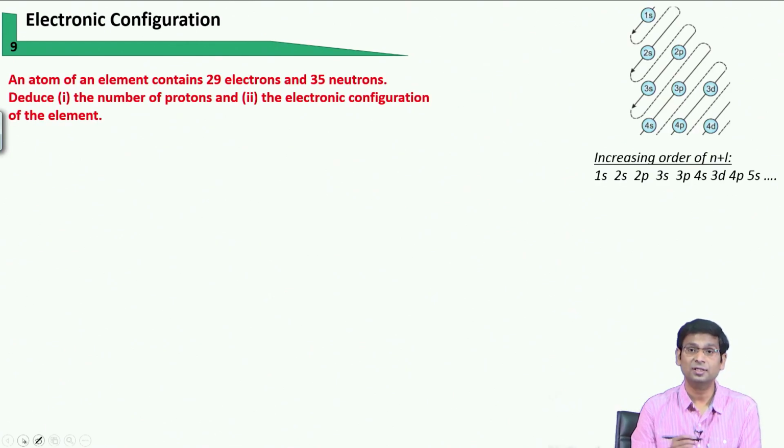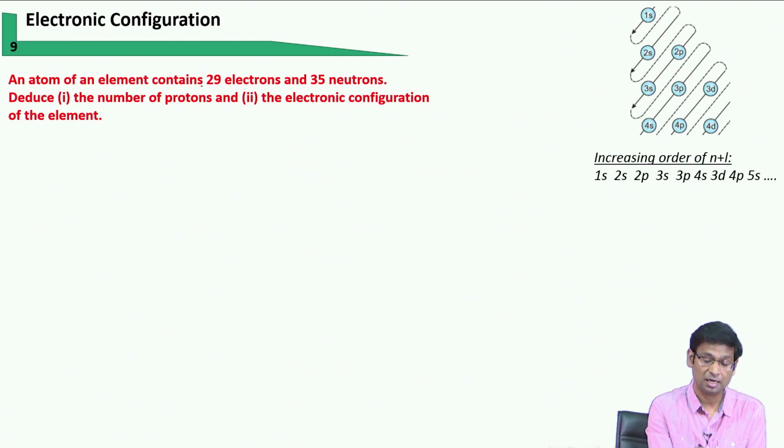Now, after learning about these orbitals, we started to know how we can arrange these electrons in different orbitals. So this question concerns that. It says that an atom of an element contains 29 electrons and 35 neutrons. So this shows that this is not an ion, this is an atom. So therefore number of electrons is equal to number of protons. So it asks to deduce the number of protons.